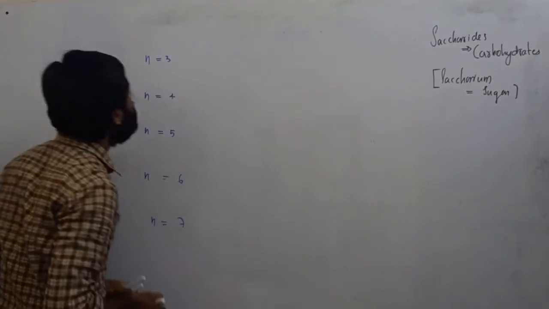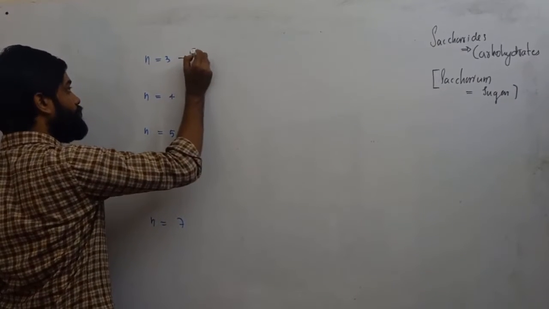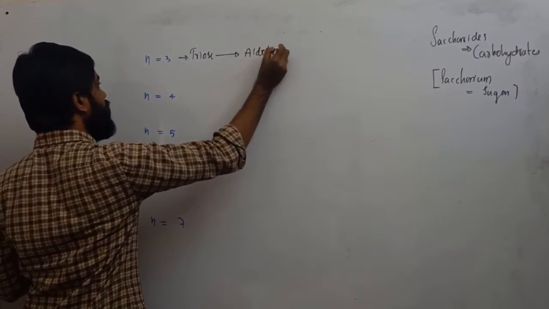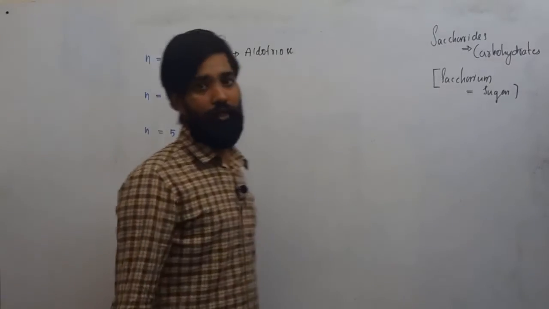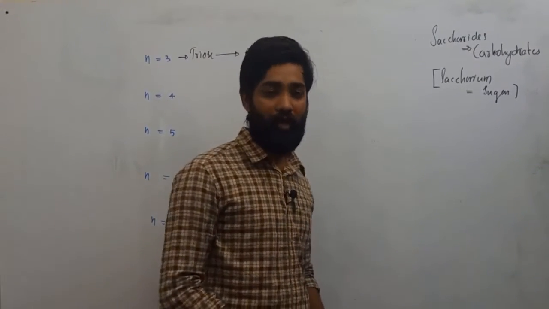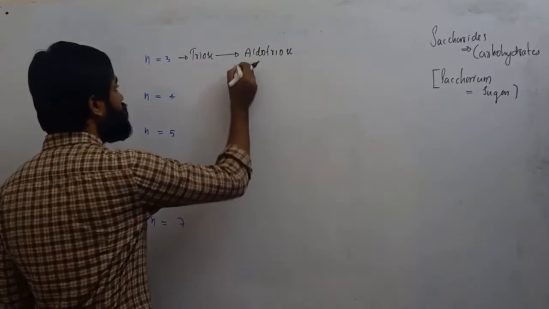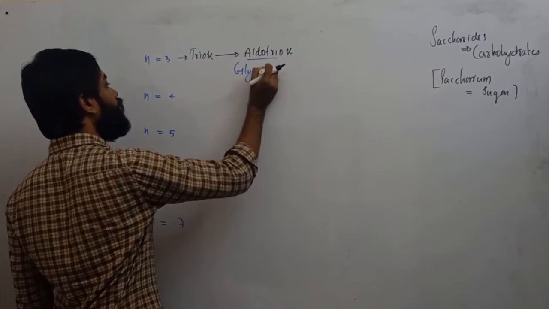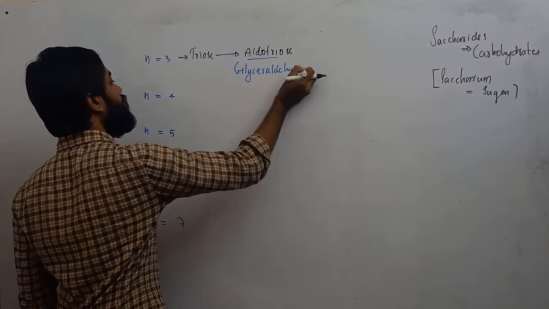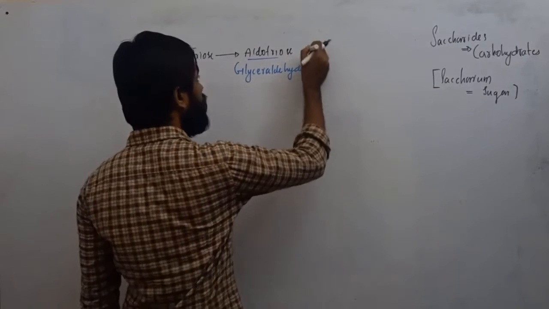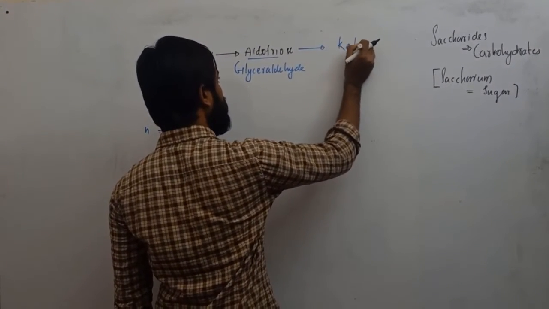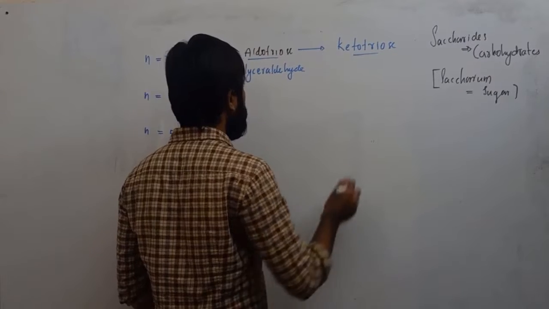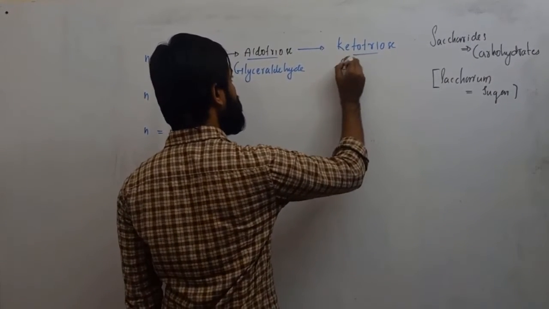If n equals 3, then the category is known as triose. If that is an aldehyde, then it is said to be an aldotriose. That is, if n equals 3, it is an optically active polyhydroxy aldehyde with 3 carbons, then it is said to be an aldotriose. The example for aldotriose is glyceraldehyde. If n is 3 and the compound is a ketone, then it is said to be a ketotriose. The example is dihydroxyacetone.